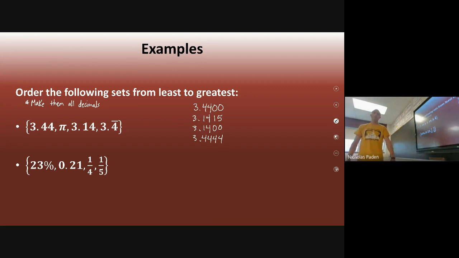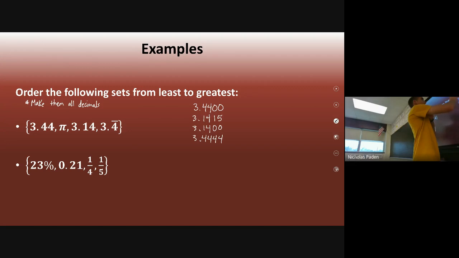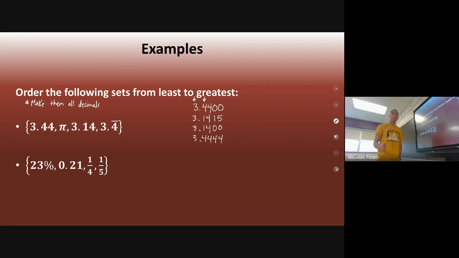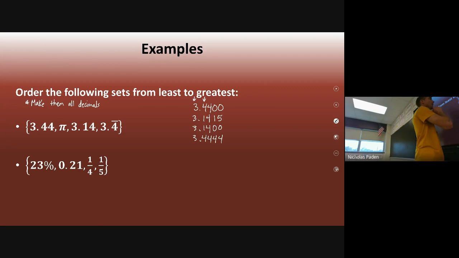So once I have written those down, I am then going to look at each place value. So the 3s are all the same. Okay, so I'm going to move to the next one. Then we've got the 4s, and there's 2 1s. So I want the least number to come first. Well, the least number is going to be one of these 2 1s, because 3.1 is less than 3.4. So just looking at those two, which one is going to be smaller?